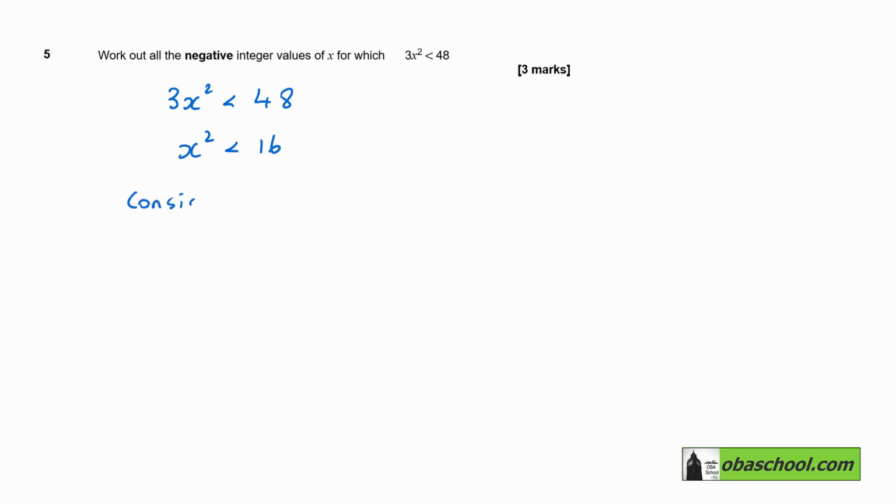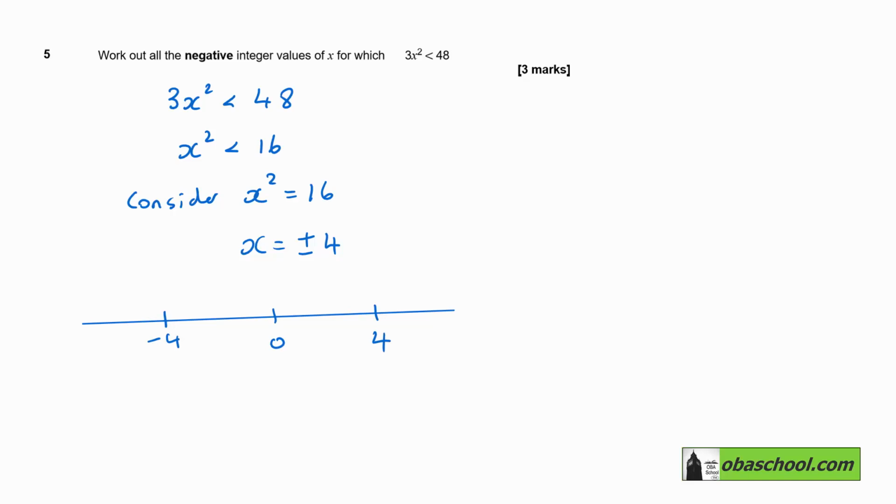Consider x squared is equal to 16. That gives me that x is equal to positive or negative 4. Now consider a number line. So let's put negative 4 here, 0 and 4.